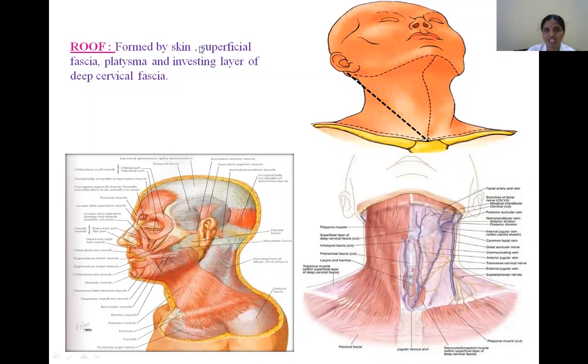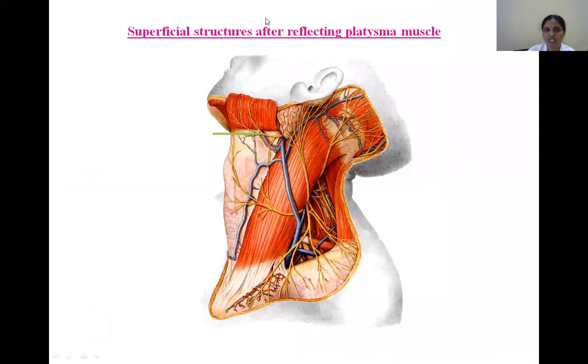Skin. After that, immediately platysma, which you should appreciate in the superficial fascia. Then beneath that, there must be a deep fascia, that is the investing layer of the deep cervical fascia. Now see what these superficial structures are. You can appreciate here the anterior jugular vein.